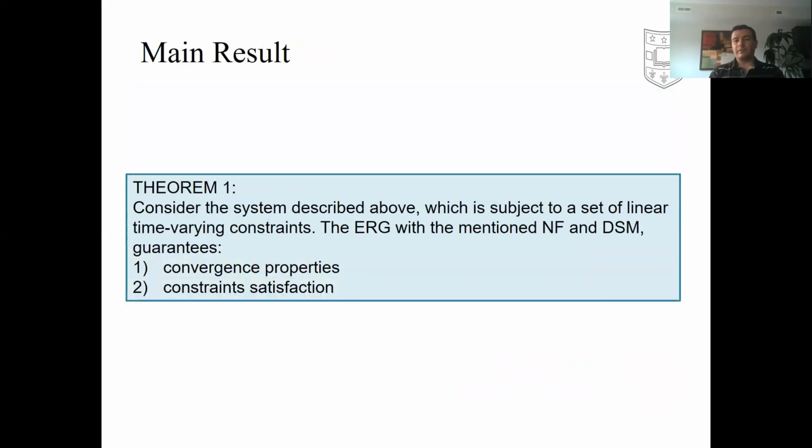In theorem 1 of the paper, we combine this dynamic safety margin with the described navigation field, and we show that the combination of the mentioned dynamic safety margin and the navigation field can address the problem, and the ERG developed based on these two components guarantees that the auxiliary reference will converge to the desired reference and the constraints will never be violated.